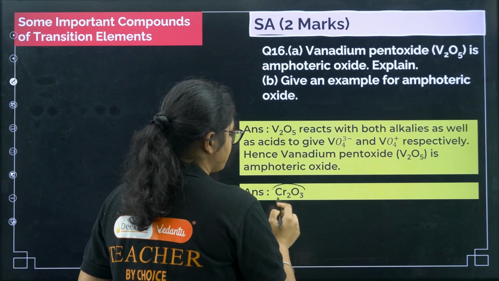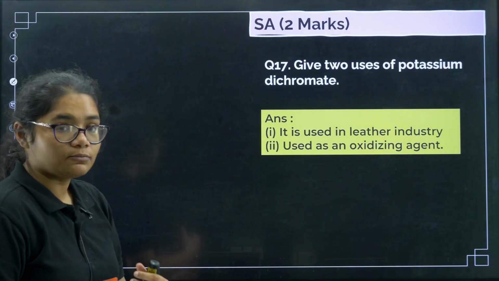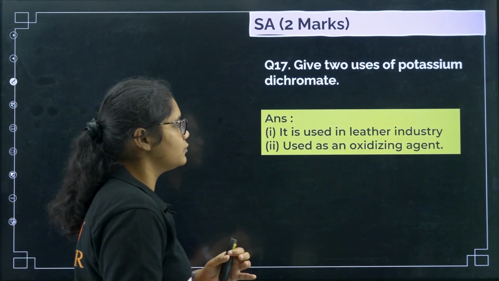Any other example of amphoteric? Cr2O3. Okay. Next, coming to the most important, that is important compounds KMnO4 and K2Cr2O7.